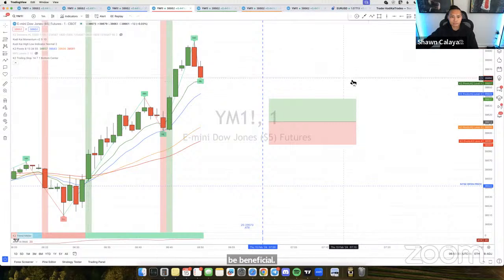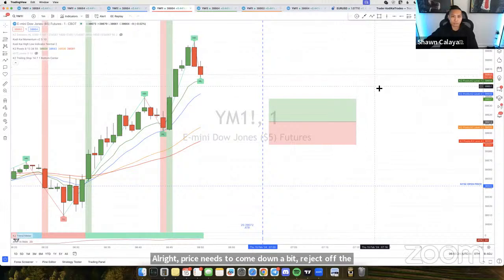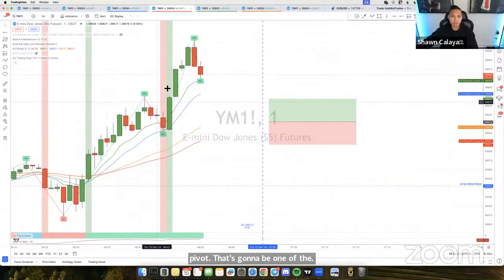All right, so price needs to come down a bit, reject off the pivot. That's going to be one of the criteria here that we're looking for. So we got price pushing up, retracing back down. We're looking for that swing back up.